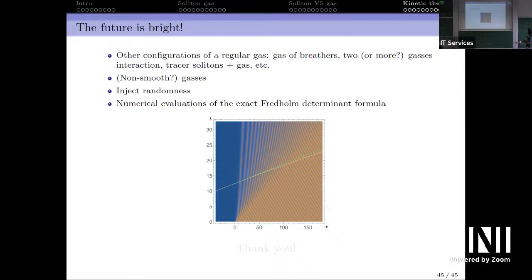And then finally, something that could be numerically challenging. We have an exact formula for the solution. So far, it's hard to plot it on a computer because there are lots of exponentially big terms and exponentially small terms. It needs a very careful numerical evaluation in order to plot something from the exact formula. All the pictures that you saw are from the asymptotic behavior, which we can just plot using Mathematica or MATLAB. The Fredholm determinant itself is another beast. So it could be interesting to also see the actual solution of the soliton gas from this exact formula.